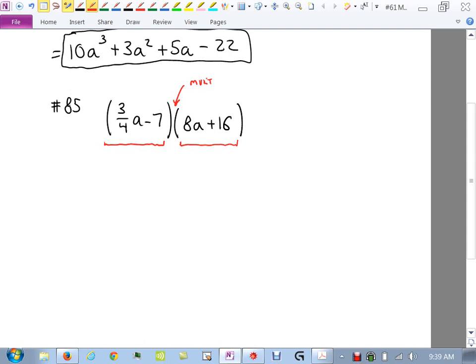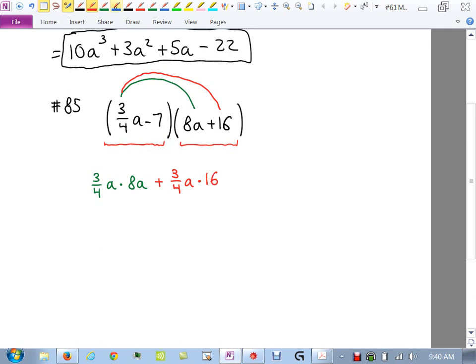So what we need to do is that little thing I showed you where you start with the first one, distribute through, okay? So that's what I'm going to do. I'm going to have to first multiply the 3/4 a times the 8a. Let me just write down what I just said. I'm doing 3/4 a times 8a, right? That's that first multiplication. Then my next multiplication will be the 3/4 a times a positive 16. So it will turn out to be positive. It'll be 3/4 a times 16.